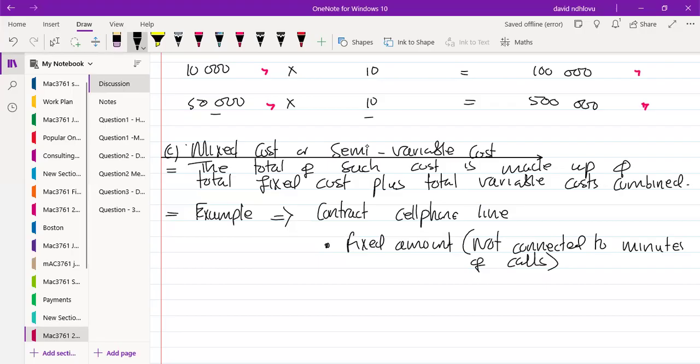So you'll find that when you have a contract cell phone line, there will always be a small amount, maybe 50 rand or maybe 20 rand. That is always there and that is fixed on the contract. You don't have to make any calls. Even if you don't make any call, you'll be charged that amount. Right. And then you have the variable element.